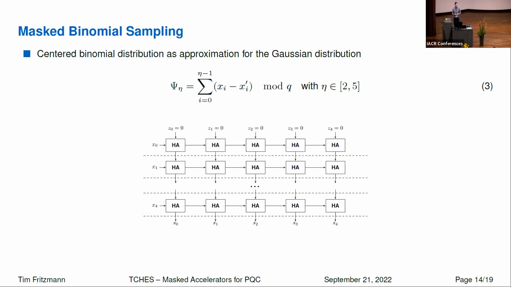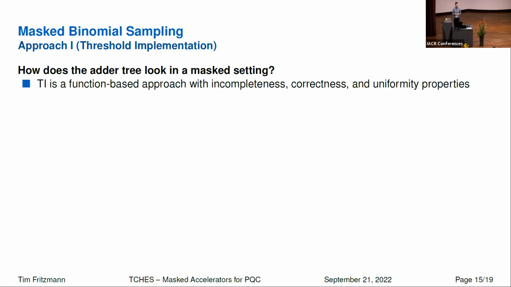And this bitwise accumulation can be computed with the following adder tree, which contains half adders. First, we input our bits of the variable x, and then after we have computed the sums, we input the negative input of x prime, and at the end we have the summation. So this is quite simple in a plain design, but how does this look in a masked setting?